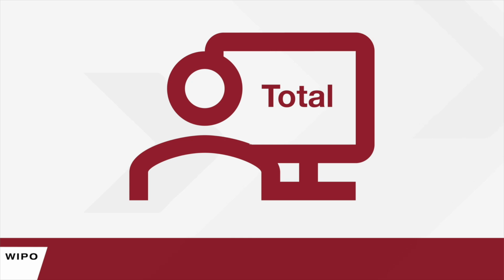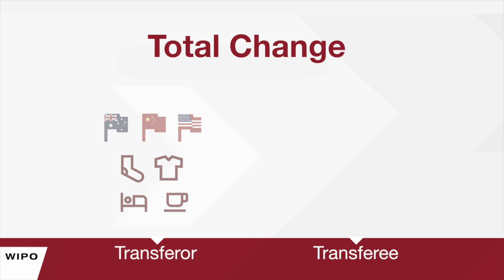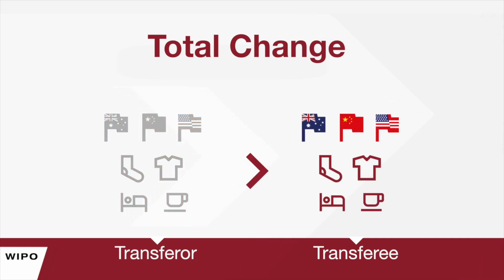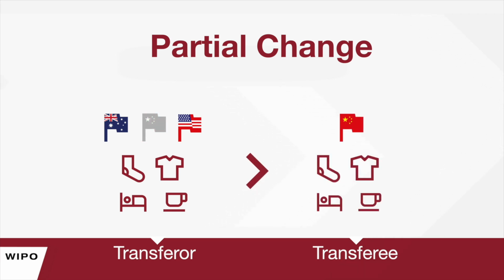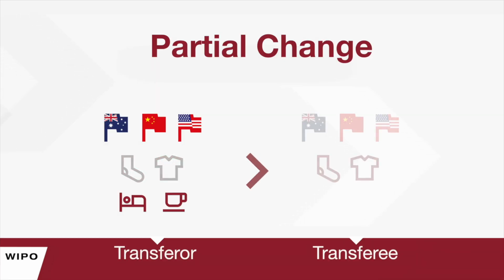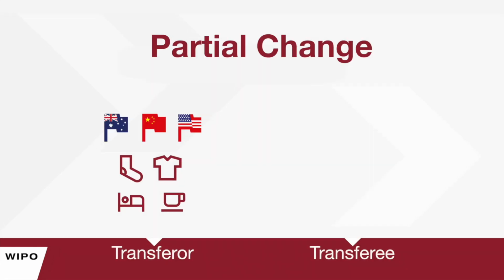The change in ownership may be total or partial. As we see here, if the change in ownership is total, it applies to all goods and services and all designated contracting parties. However, if the change in ownership is partial, it can refer to all goods and services for some designated contracting parties. It can refer to some goods and services for all designated contracting parties. And it can also refer to some goods and services for some designated contracting parties.